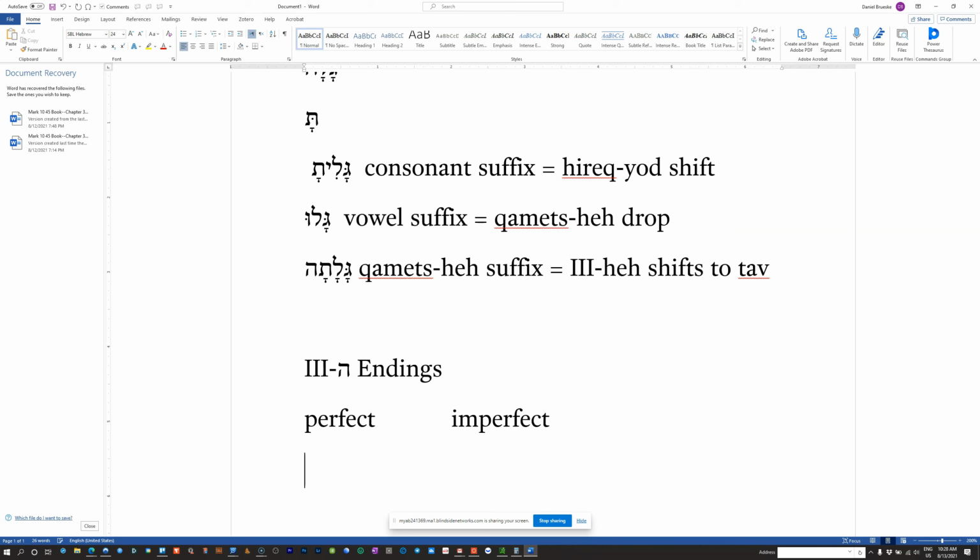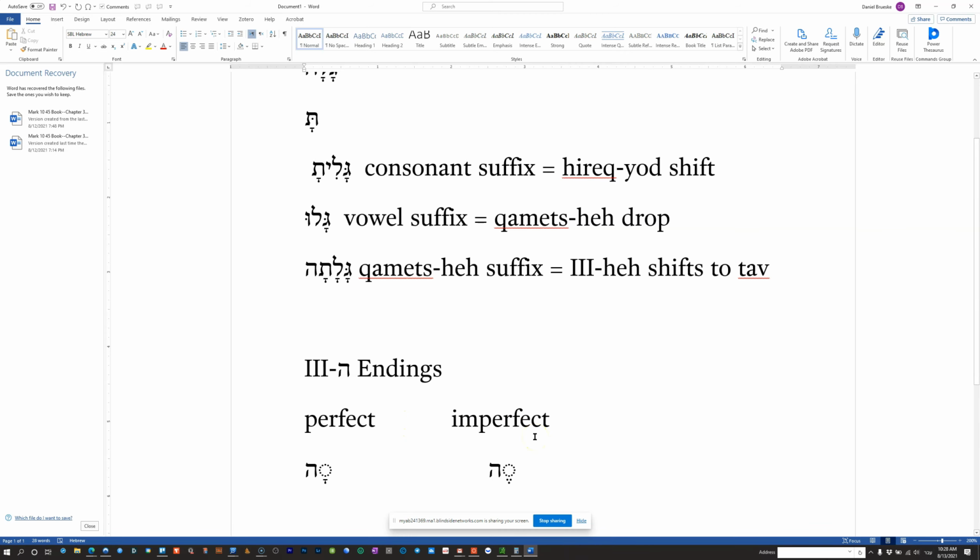Okay. So the perfect, when you have a third hey in the perfect, it is going to end the 3ms form when there's no suffix on it, which is only the 3ms in the perfect conjugation. It is going to end with a qamets hey. However, when you get in the imperfect, if there is no suffix, the third hey is going to end consistently with a segol hey.